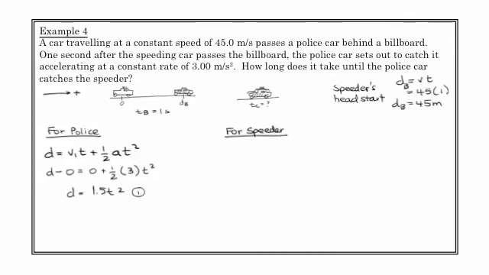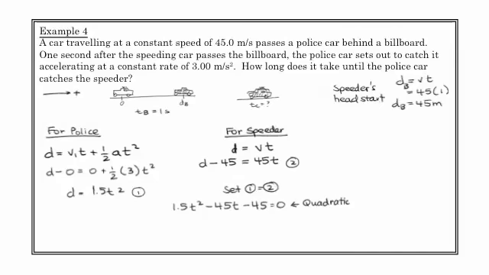For the speeder, we have something similar, but the speeder has a head start, does not have an acceleration, and is traveling at a constant velocity. So the head start for the speeder is 45 meters. So d2 is further on down the road, minus d1, which is 45, is equal to 45t. We're going to call this equation number 2. And again, we can sub the value for displacement in equation 1 into equation 2 by setting the two equations equal to each other, and we end up with 1.5t squared minus 45t minus 45 equals 0.